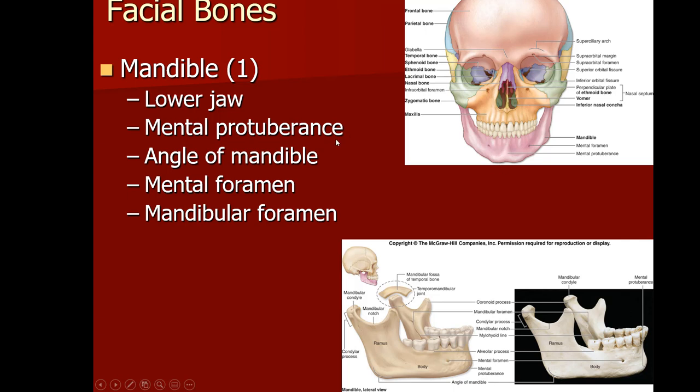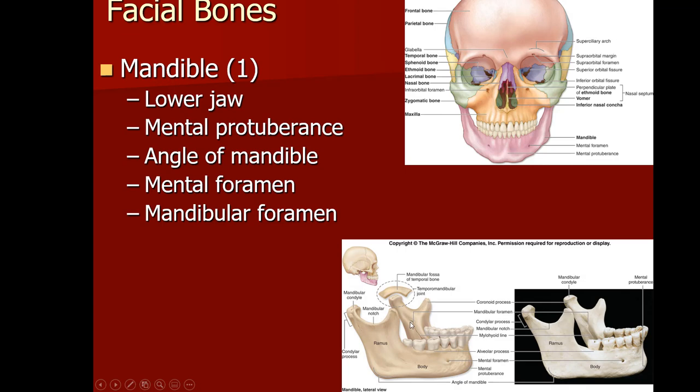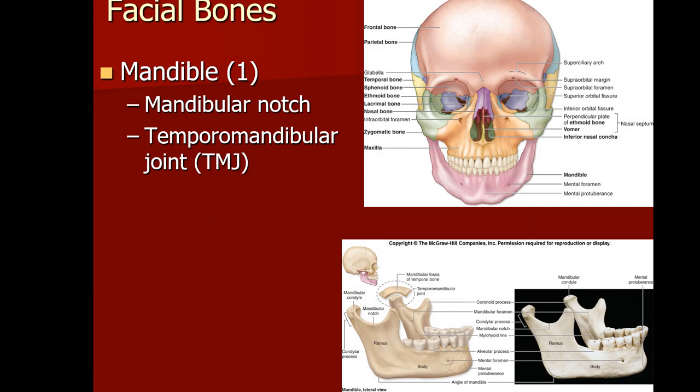There's some features that you need to know. So this bump right here sticking out. You can actually see it right here also. This is called the mental protuberance. Where it kind of turns right here, this is the angle. And then we have a couple of foramina that are important. So we have a mental foramen right here. This opening here, you also see it here, and actually in this picture too. Then we have a mandibular foramen, which is on the inside. So right here. And you would have one on each side. So here, and then you would have one over here too. And then as far as mandibular notch, just this big notch right here.